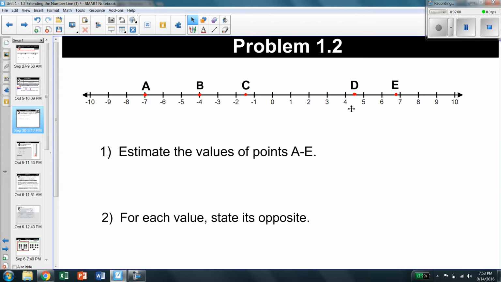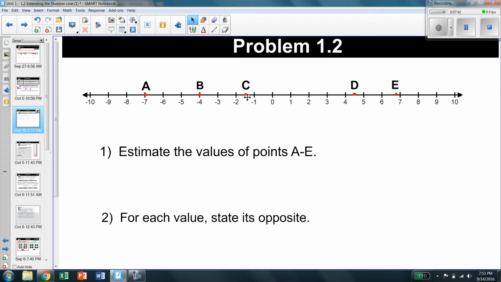So here we have a number line with some points on it and some different values. And you need to estimate the value of each point. So let's take a look at letter A. Well, that point seems like it's smack right there on -7. So that one's pretty straightforward. So letter A has a value of -7. B, same deal on -4. B's value is -4. Whenever you're plotting points on a number line, the position of the point tells you what its value is. So same thing with C.